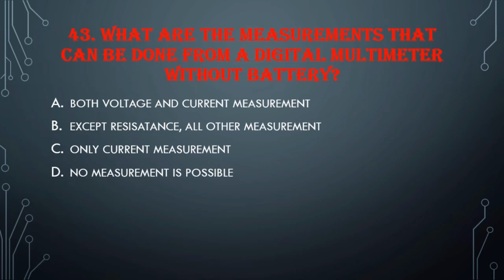The next question for you all, my friends, is: what are the measurements that can be done from a digital multimeter without battery? The options are A. Both voltage and current measurement. B. Except resistance, all other measurement. C. Only current measurement. D. No measurement is possible. And your time starts now.